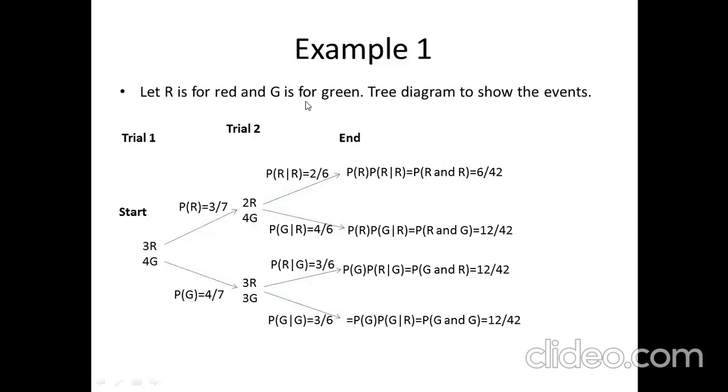The summary of this experiment is very well illustrated in this probability tree diagram. At the start of the experiment, we have 3 red and 4 green balls, and when a single ball is drawn from this collection, then either we can have a red ball or a green ball. The probability of getting a red ball is 3 by 7, as it is obvious from the sample space, and the probability for getting a green ball is 4 by 7, because there are 4 greens out of 7 balls.